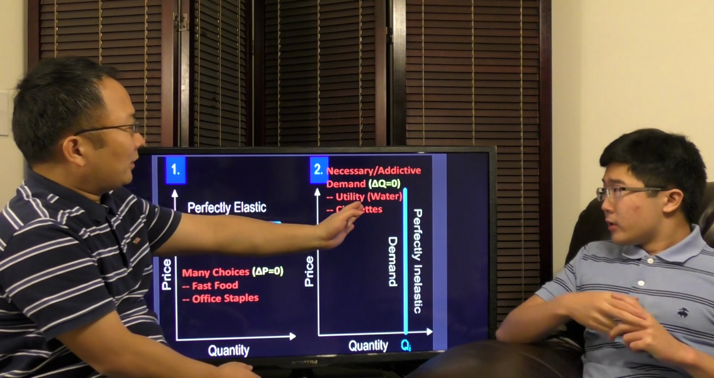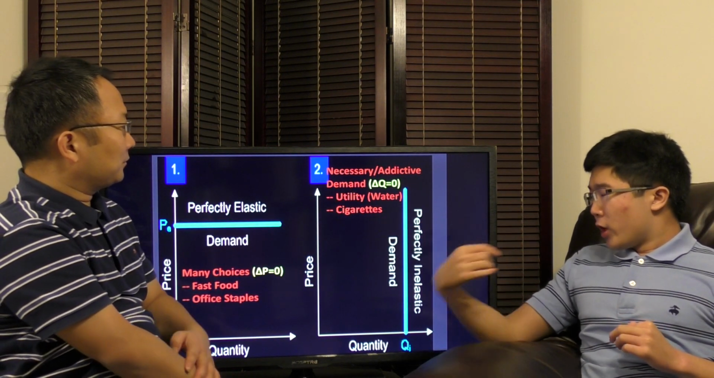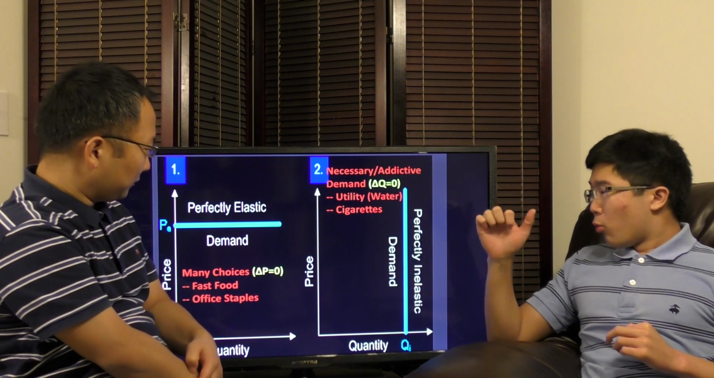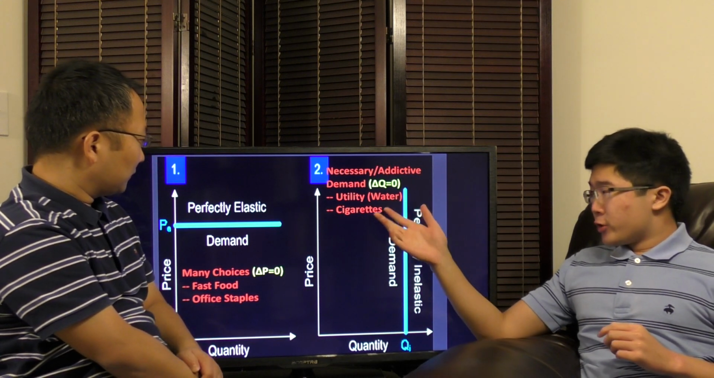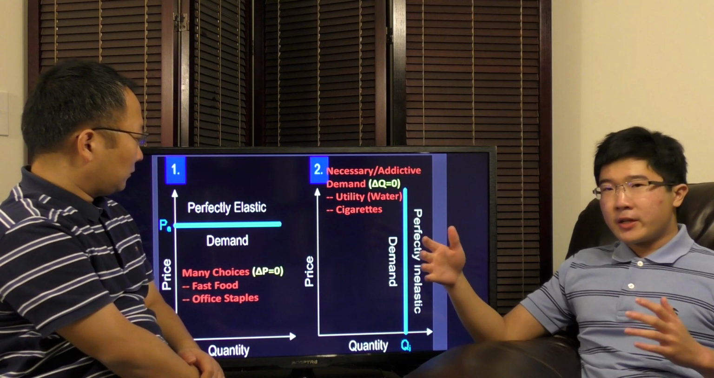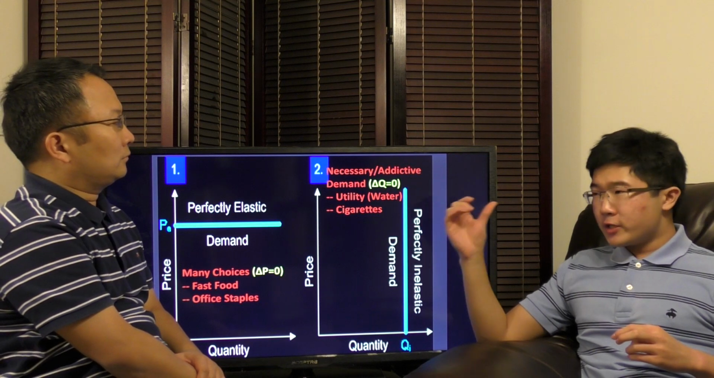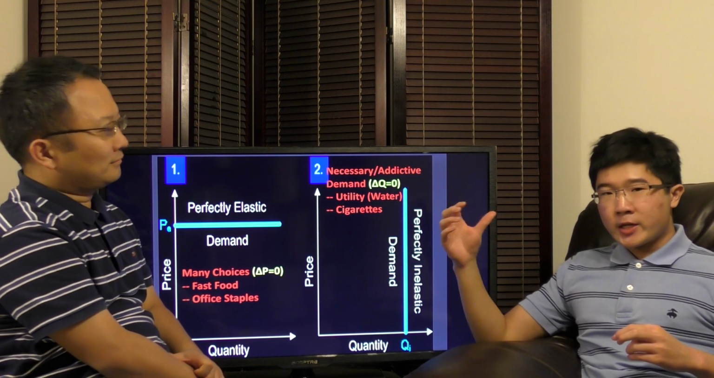But on the other hand, when it comes to necessary or addictive demand, delta Q is 0. Quantity is 0 for PEOD. Why? Because, for instance, utilities. We all need water. We all need utilities. So no matter the price of utilities, for most cases, I mean, it can get to some extreme, but for a large range, the quantity demanded is always constant because we need it no matter the price.